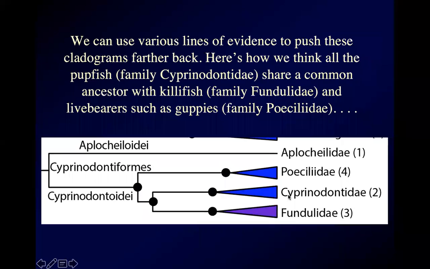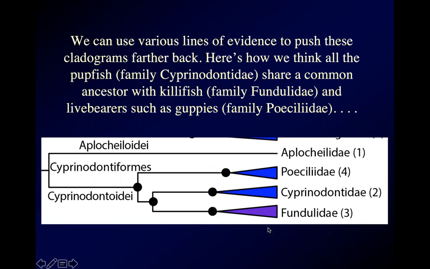And we think that all pupfish, which are in the family Cyprinodontidae, share a common ancestor with fish known as killifish in the family Fundulidae. And then those two share a common ancestor that was a little farther back in time with fish in the family Posilidae, which includes some fish you might know, guppies. If anybody gets into freshwater aquariums, you might know platyfish and swordtails and mollies. And then guppies, all of these you could go see at any pet store in town. Those belong to that family Posilidae.